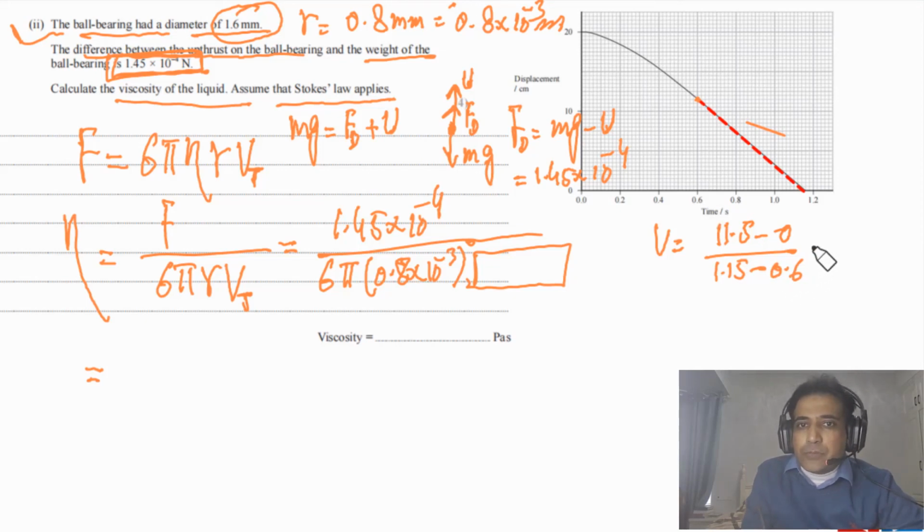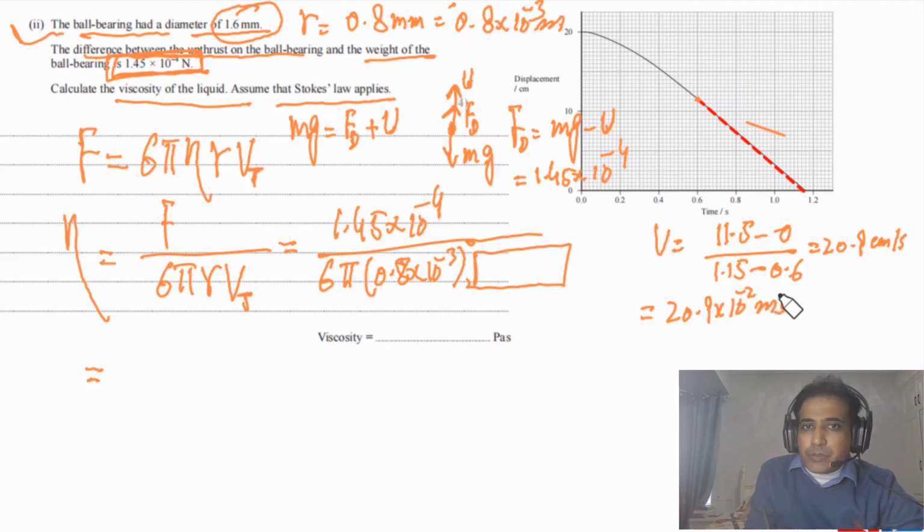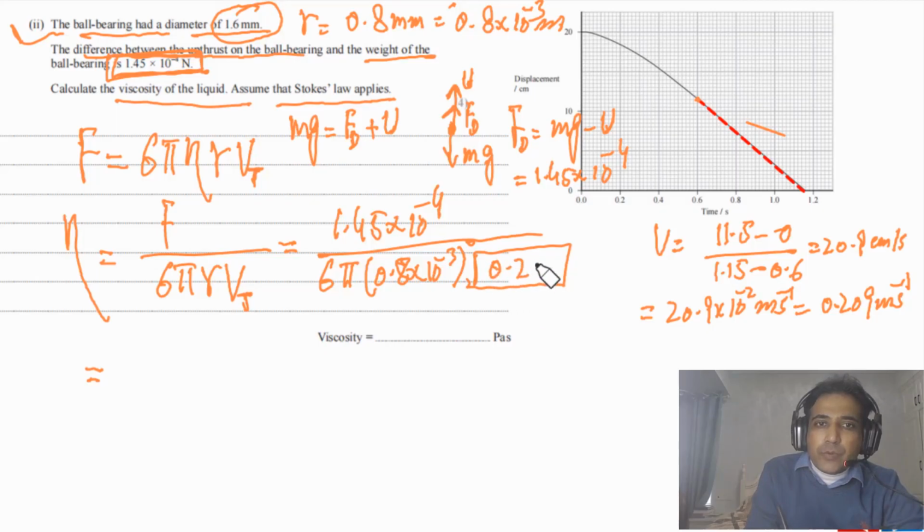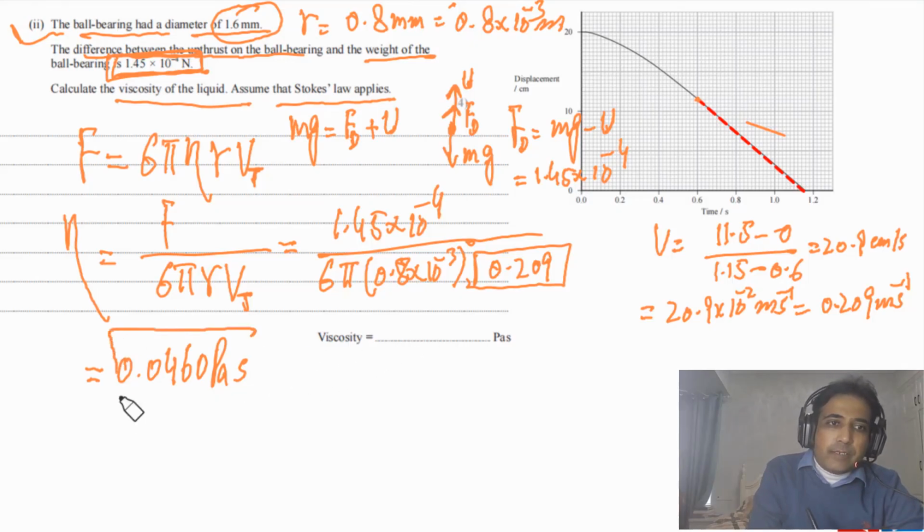Then if we solve this one, we will get 20.9 centimeters per second, and we can convert this into meters. So we will have 20.9 times 10 to minus 2 meters per second, or we can say this is 0.209 meters per second. So simply we can write here 0.209, and if we solve this one, we will get the value of viscosity, that will be equal to 0.0460 Pascal second. So this is our final answer.